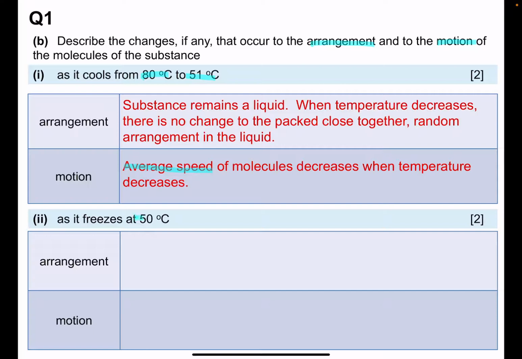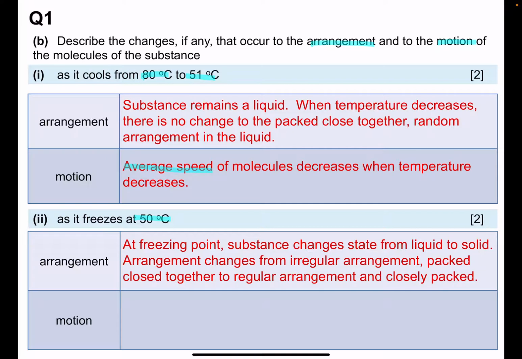Now, what happens when it freezes at 50 degrees Celsius? It changes from a liquid to a solid. So at freezing point, the substance changes state from liquid to solid. Arrangement changes from irregular arrangement packed close together to regular arrangement and closely packed.